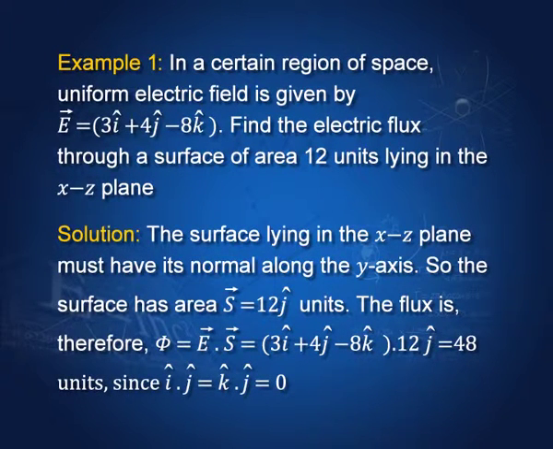So, E I have got, S I have got. So, I just take the dot product, and in the dot product we remember that i dot j would be 0, k dot j would be 0, and the only thing left would be j dot j, which is equal to 1. So, 4 times 12 is 48. So, 48 units of flux. Let us take another example.